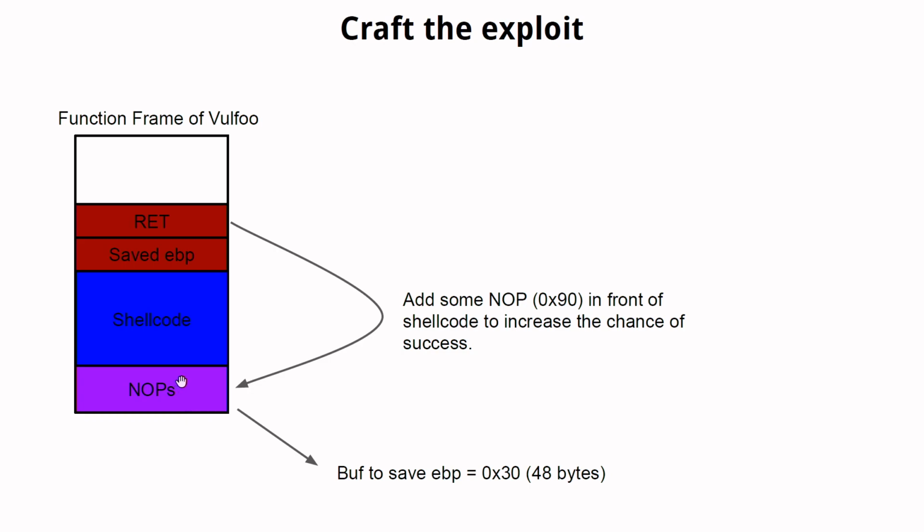However, in this case, we only have 48 bytes here. So the shellcode already takes like 23, 28 bytes. Then your NOP sled can only be 20 bytes, something like that. So it's still very small.